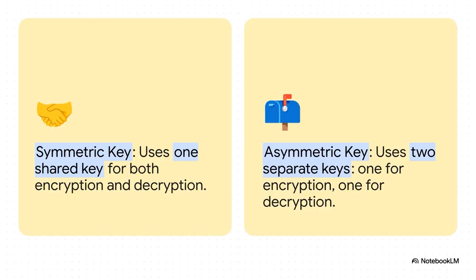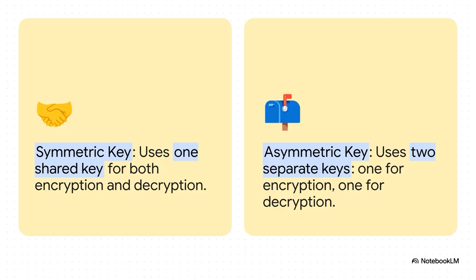So how does this scrambling actually happen? Well, there are 2 main flavors. First, you've got symmetric key cryptography. This is easy. It uses one single shared key to both lock and unlock the message. Think of it like a house key. You and I both have a copy, we can both get in.